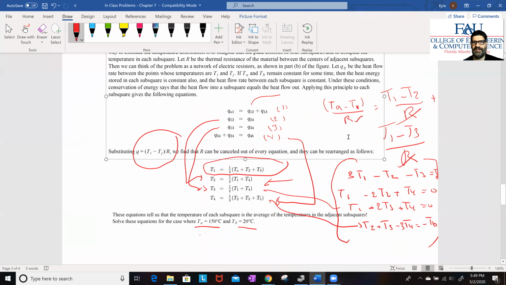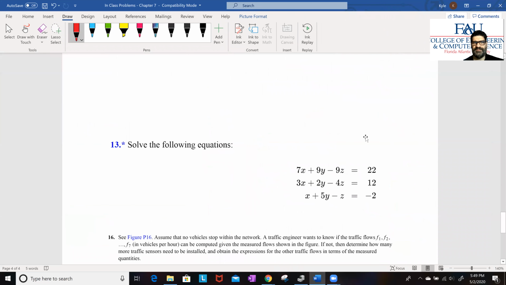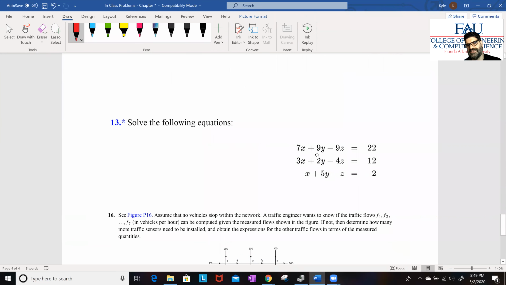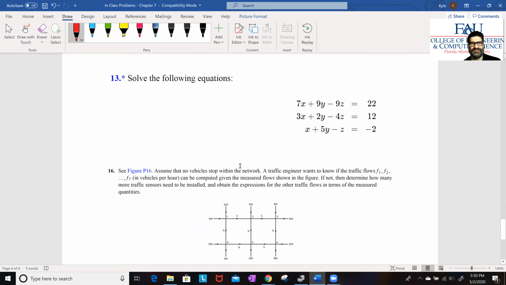Right, so we're done with this. Let's read this problem here. Solve this equation: 7x plus 9y minus 9z equal 22, 3x plus 2y minus 4z equal 12, x plus 5y minus z equal minus 2. So we want to solve these equations and see what we get first, right?